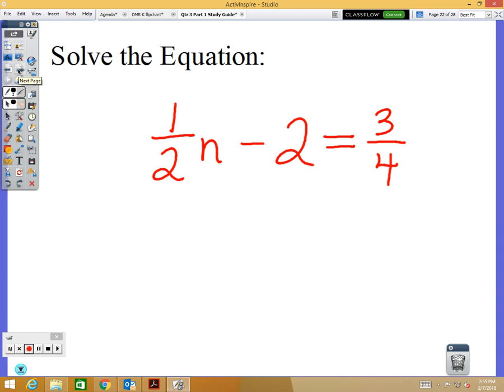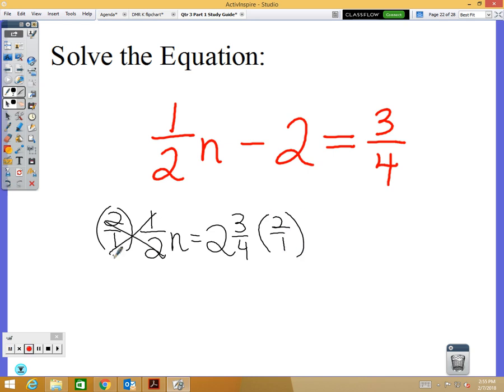Add your 2. Okay. Tinley? Could you do it? 2 and 3/4 is what as an improper fraction? 4 times 2 is 8, plus 3 is 11. You can cross reduce if you want to, but I'm not going to because I don't want to confuse anyone.